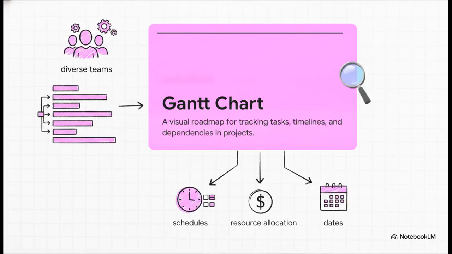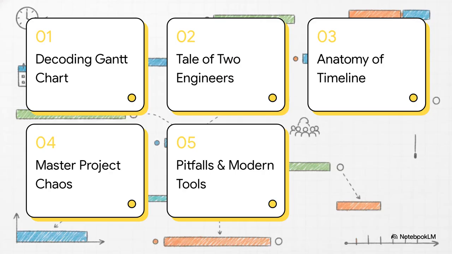The Gantt chart. At its core, this thing is indispensable for aligning diverse teams. By translating all those complex, overlapping schedules into a clean visual format, it lets everyone, from your ground-level contributors to high-level stakeholders, monitor project schedules and resource allocation at a single glance. It literally transforms a messy spreadsheet of dates into a clear, compelling narrative of exactly what needs to happen and when. And here is our roadmap for today.